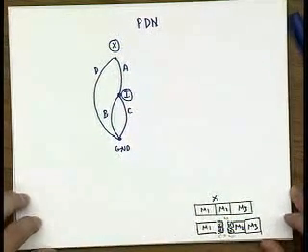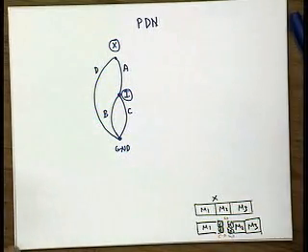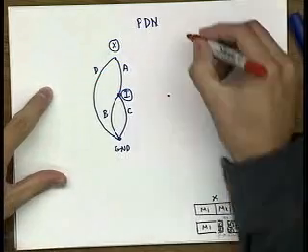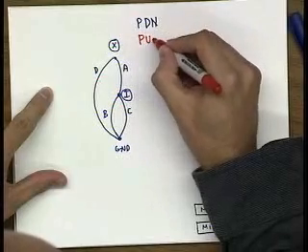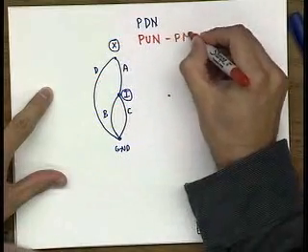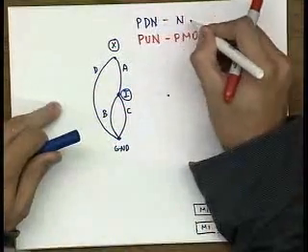Okay. So now let's put together this pull-up network. If blue is pull-down, red is the pull-up network. So this is PMOS, and the pull-down is the NMOS network.